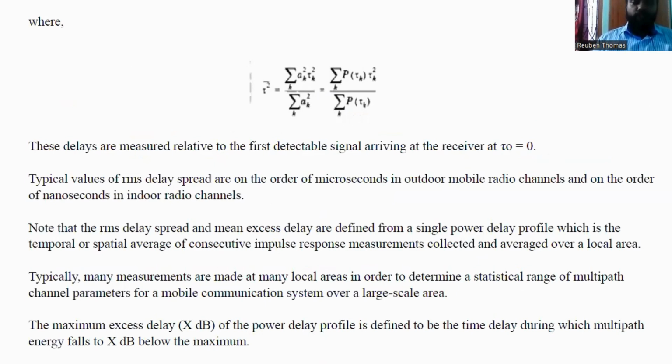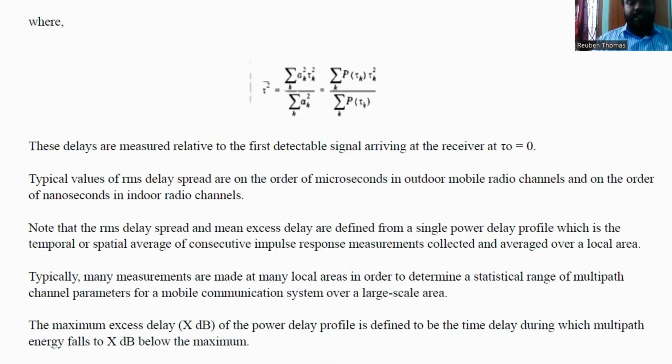Typical values of RMS delay spread are on the order of microseconds in outdoor mobile radio channels and on the order of nanoseconds in indoor radio channels. Note that the RMS delay spread and the mean excess delay are defined from a single power delay profile, which is the temporal or spatial average of the consecutive impulse response measurements collected and averaged over a local area.